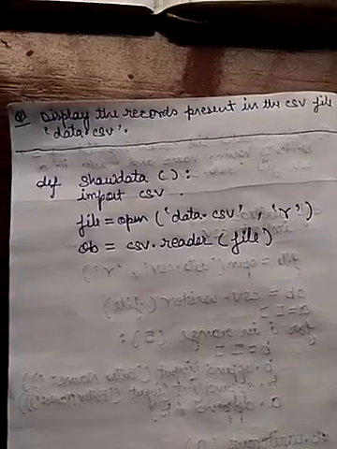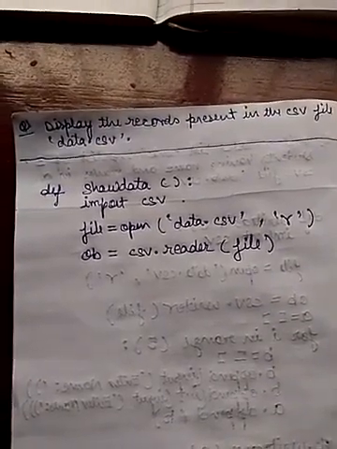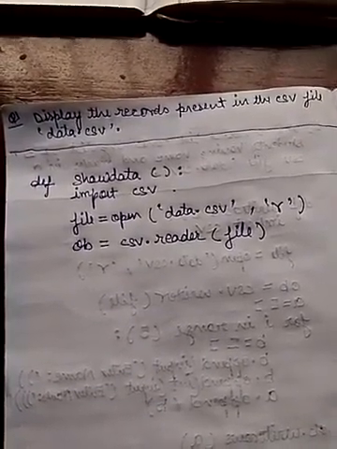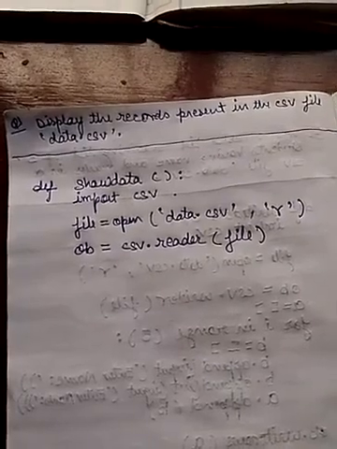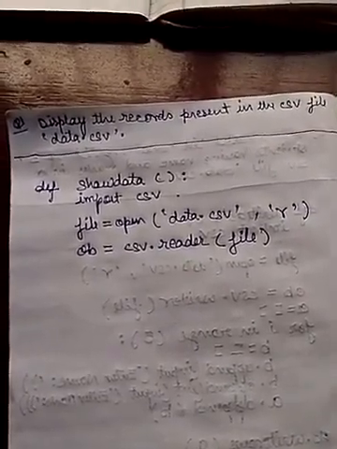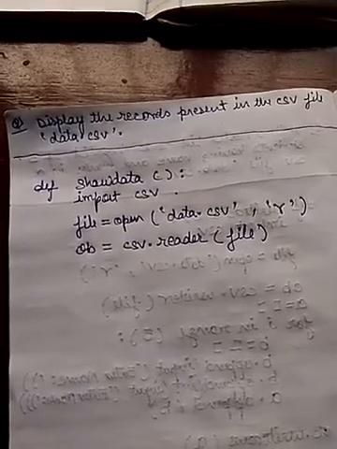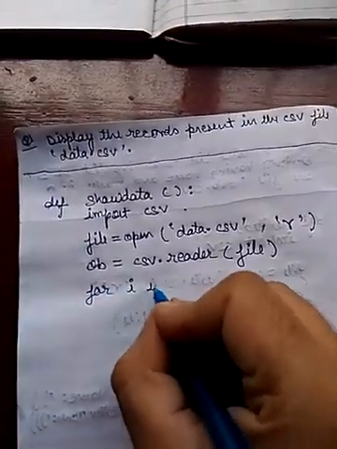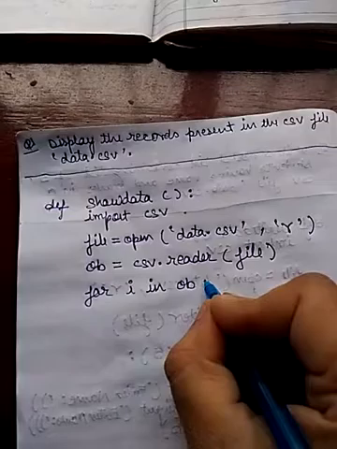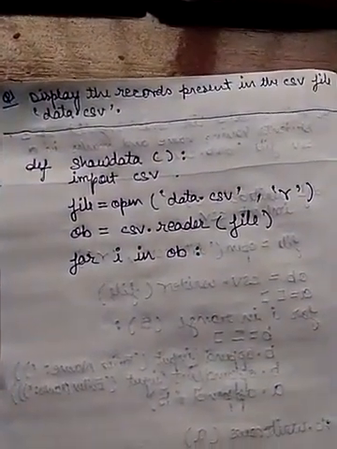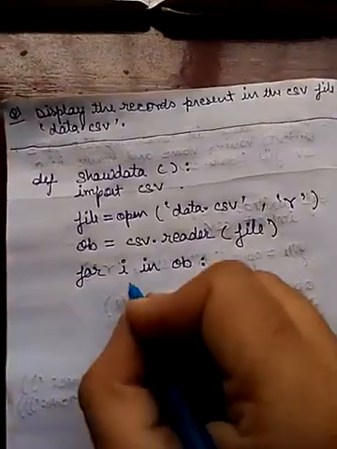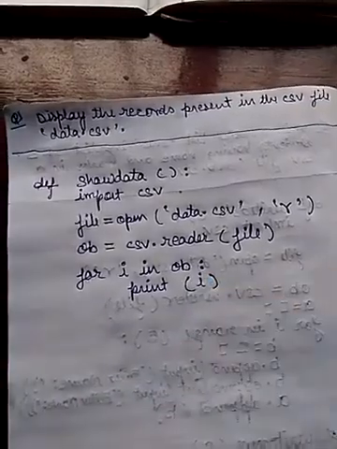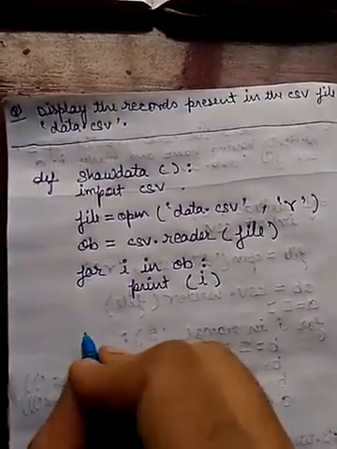Here object is iterable, means all the data of the CSV file will be present in OB in the form of list. So we can write a loop in object so that we can access one list at a time. So I am writing here for I in OB. This will take one list at a time from this object, and we can print the list one by one, print I. After that we have to close the file.